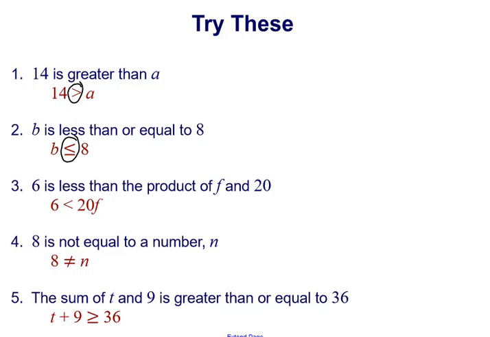We have 6 is less than the product of f and 20. So we have 6 is less than 20f. We have 8 is not equal to a number n. We have the sum of t and 9 is greater than or equal to 6. So we can include operations as well, as you see with the product and the sum, as long as we're interpreting the inequality part into the symbol.